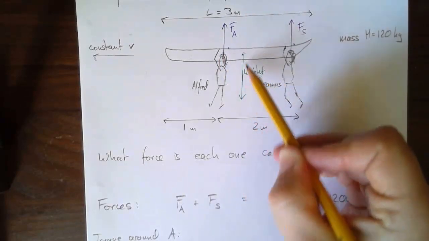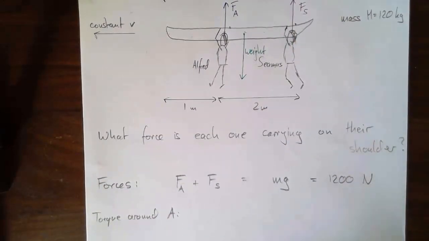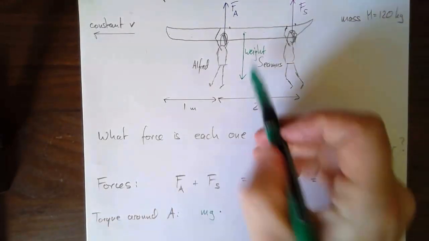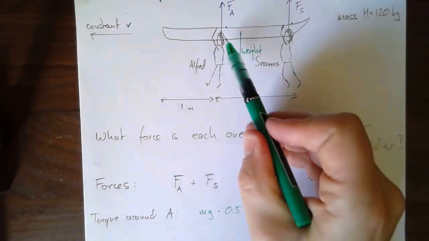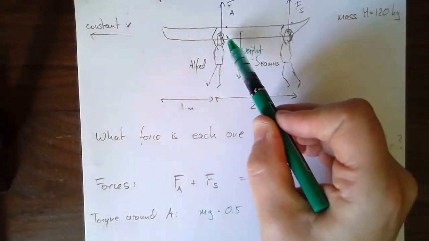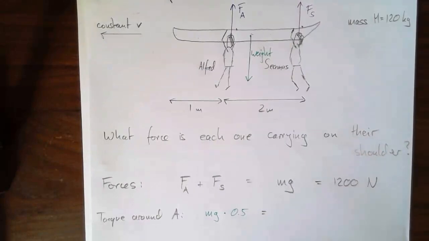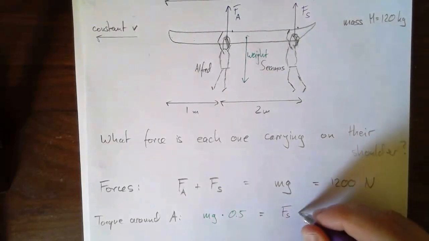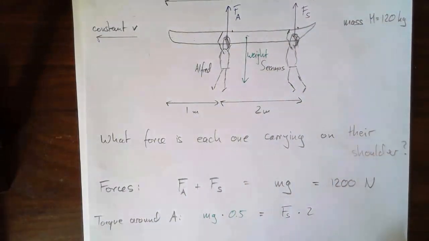So around this point, the weight is clockwise, and this one is up. Let me see if I can color code this. So I've got mg times, what's this distance? 0.5 meters. Write it without units because m is mass, it'll just get confusing. We know we're working in meters. That's 0.5 from here to the center of mass. And that's equal to what? Well, it's equal to the counterclockwise torque, which is Fs times distance from here to here, 2 meters, times 2.